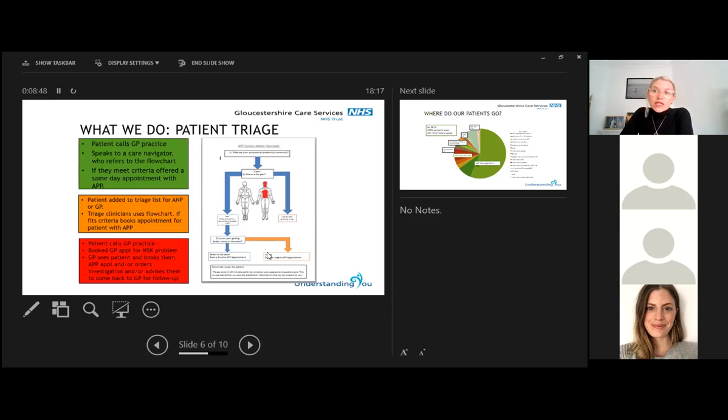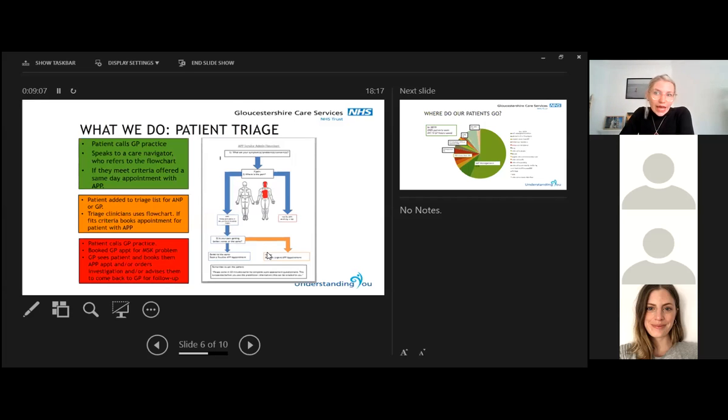Sometimes it happens that the patient doesn't go directly onto our list, but actually has been triaged for the advanced nurse practitioner or the GP, and then they look through it, they follow the flowchart, and they think they need an FCP appointment. So it comes slightly indirectly, but still first contact. They still haven't been seen by anyone else.